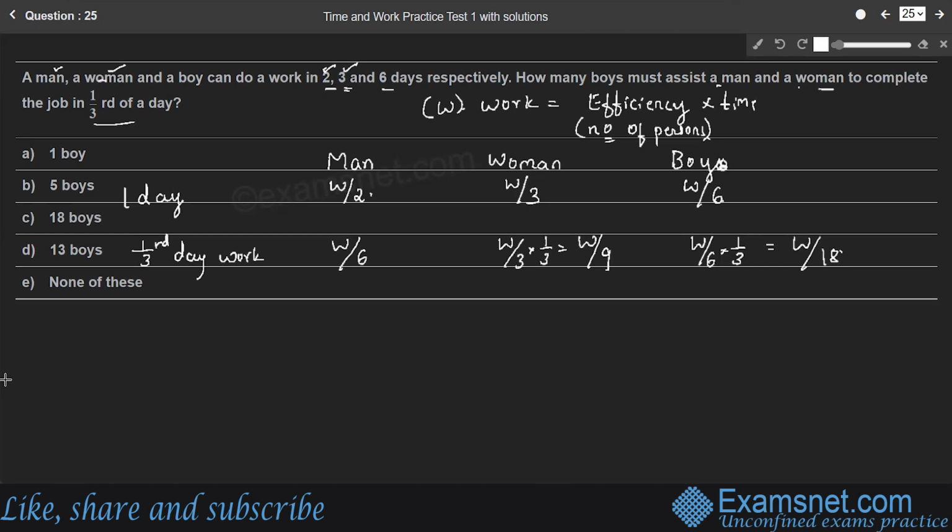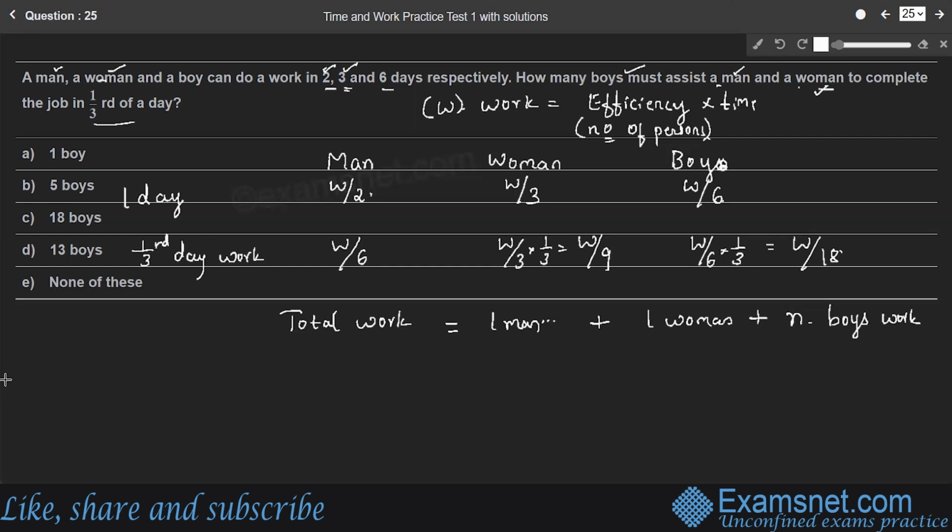So to complete the total work, one man, one woman, and n number of boys work for 1/3 of a day. Therefore, the total work will be done by one man's work plus one woman's work plus n boys' work. That's what the question is: how many boys must assist a man and a woman to complete the job in 1/3 of a day?